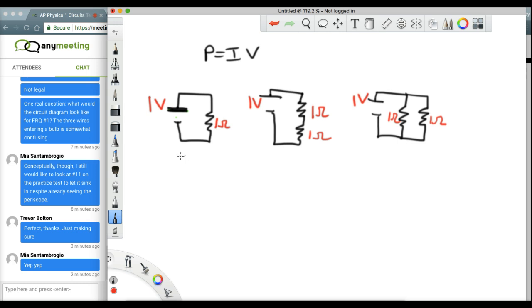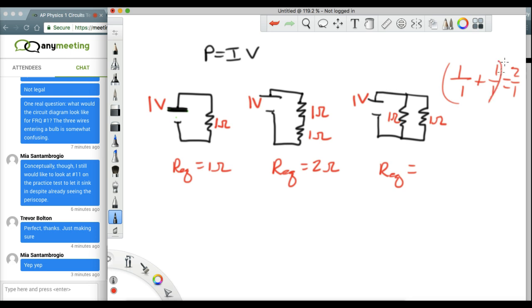First step to any problem is to figure out the REQ. REQ here is going to be 1 ohm. REQ here is going to be 2 ohms, because I'm just adding them. REQ here is going to be 1 over 1 plus 1 over 1. That is 2 over 1. Take the inverse of that. We get 1 over 2, which is equal to 0.5.